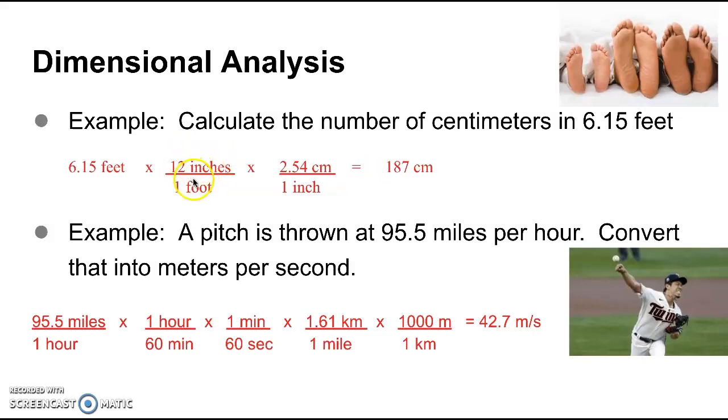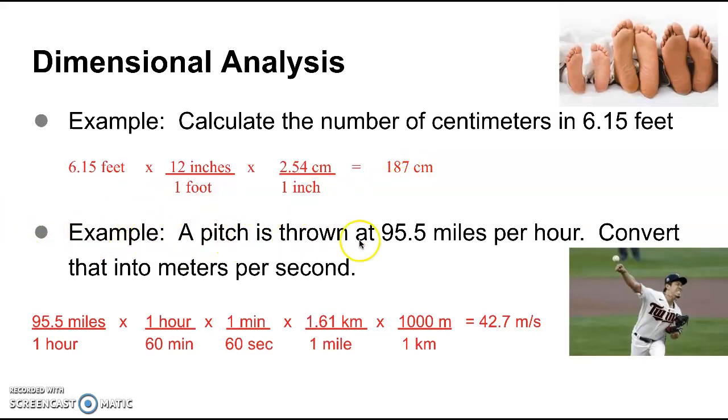Don't have conversion factors that will limit your number of sig figs. The 12 inches in 1 foot, those are exact numbers, so that's an infinite number of sig figs, so they will not limit your answer. And 2.54, this is also considered an exact number, so it's not going to limit the number of sig figs in your answer. Okay, so that's one example.